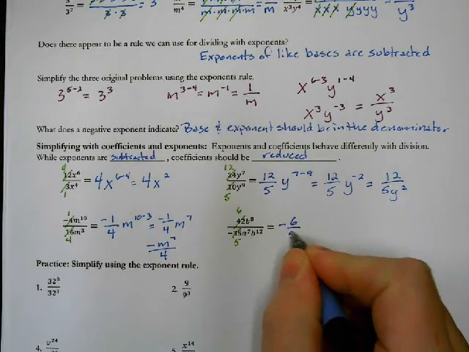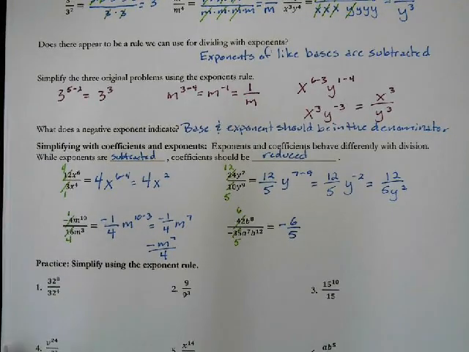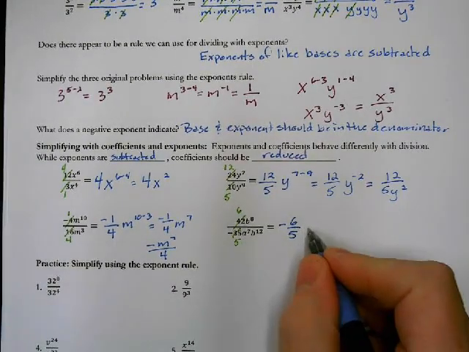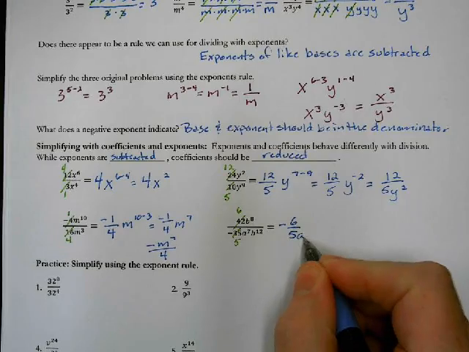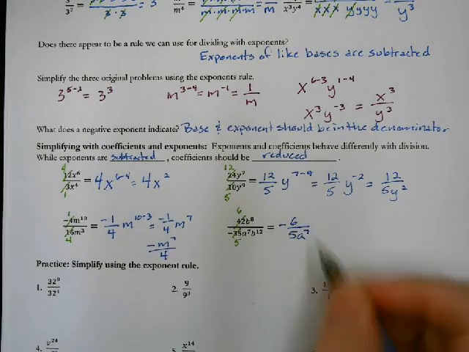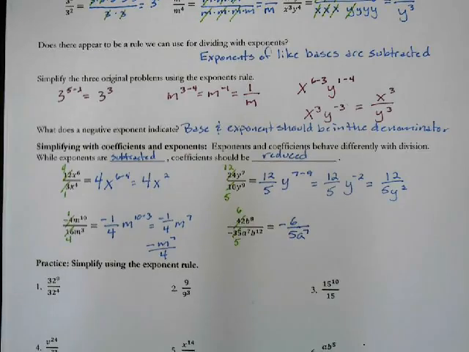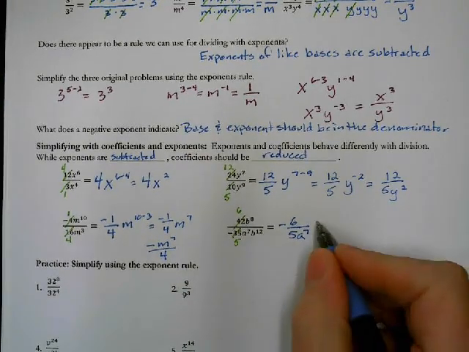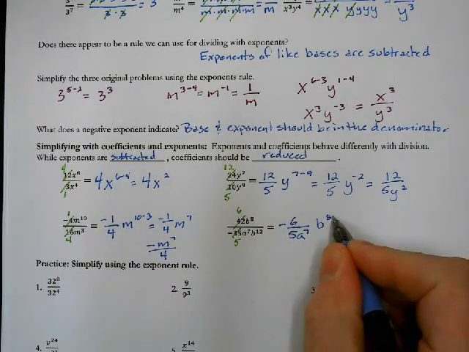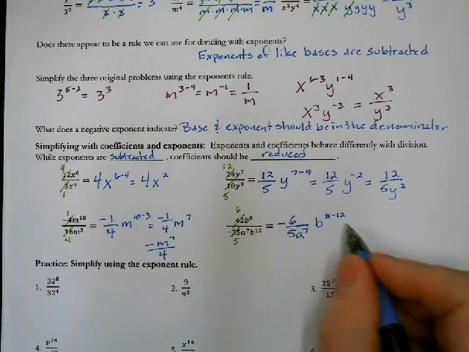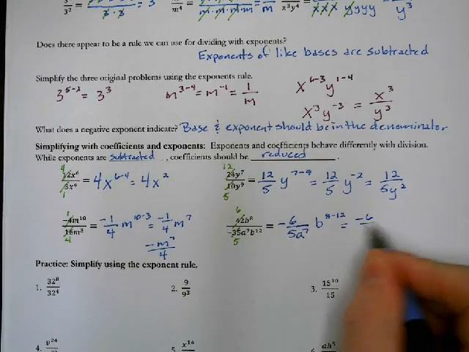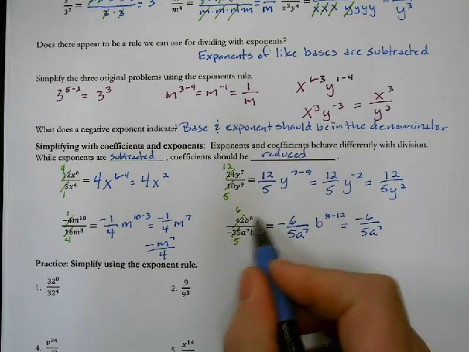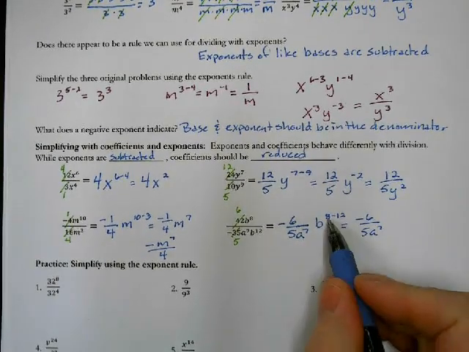And now I do my exponents. I have only a's on the bottom. So I'm going to leave those a to the 7th in the denominator. There's no a's on the top to reduce them with. For my b's, I've got b to the 8th minus 12. So I've got -6/5, and we said that a to the 7th has to stay on the bottom because we couldn't reduce it with anything above. And then 8 minus 12 is b to the -4th.